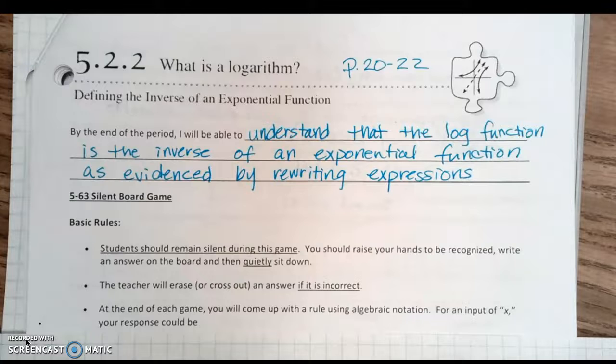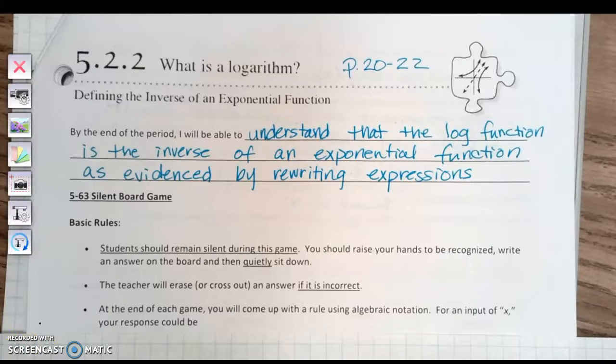All right, so for 63, we're going to be doing something called the silent board game. And the basic rules are as follows. Students should remain silent during this game. I know this one will kill you guys. And the directions were clearly not written by someone who's ever been in a high school classroom. You should raise your hand to be recognized, write an answer on the board, and then quietly sit down. The teacher will erase or cross out an answer if it's incorrect. And at the end of the game, you will come up with a rule using algebraic notation.